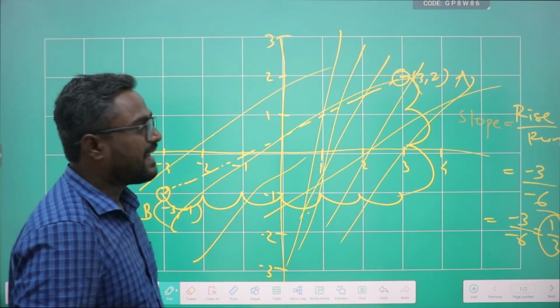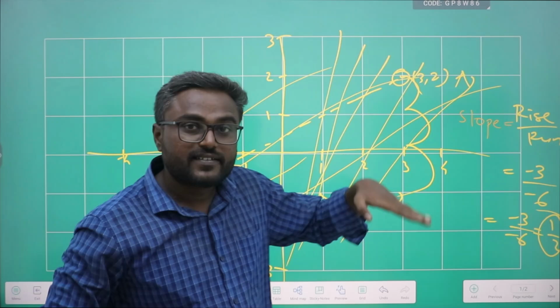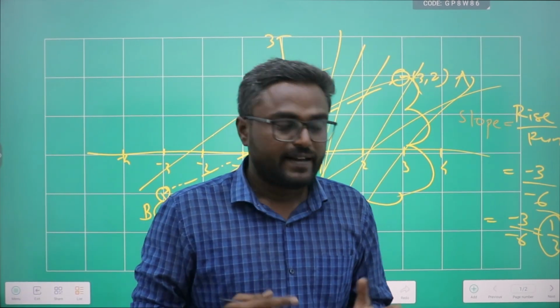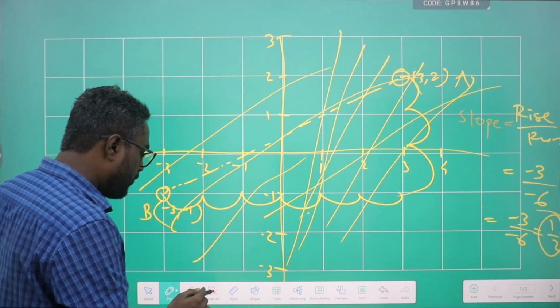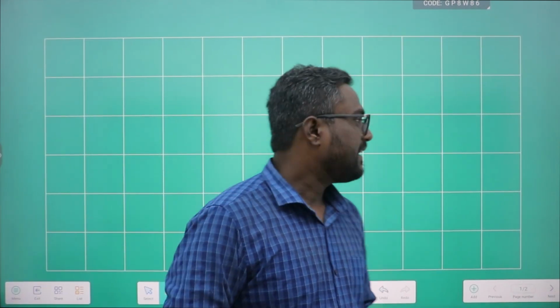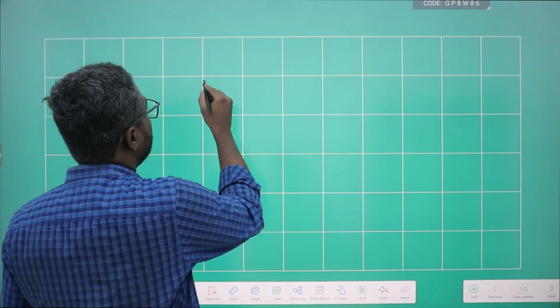All the lines that are less than 90 degree inclined with the horizontal axis are going to always have a positive slope. Now, if I want to show you guys how a negative slope line looks like, let me just take some imaginary point for your consideration over here.